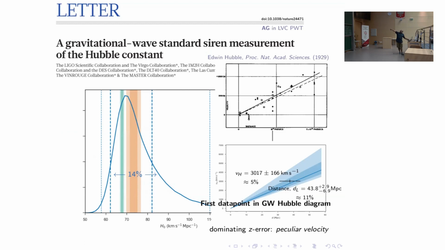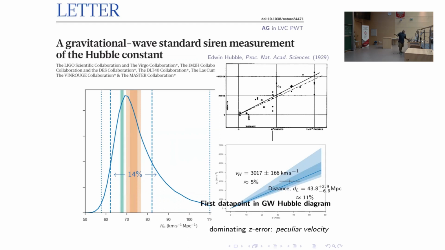With about 5% uncertainty coming from the velocity or the redshift measurement, where the dominating error is the peculiar motion of the host galaxy, and about 11% error coming from the distance measurement. So we are dominated by the distance error in this case, giving us a total error of about 14%. Reasonably poor measurement coming from a single observation.